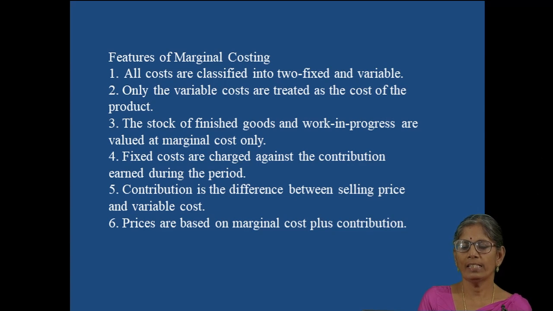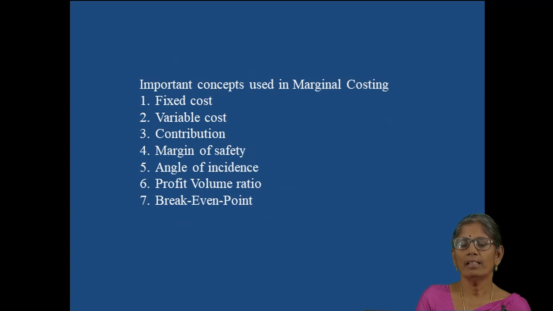So, how to calculate the contribution? The contribution is the difference between the selling price and the variable cost. And in marginal costing, prices are based on the marginal cost plus contribution. These are the important features of marginal costing. Next, there are various important concepts used in marginal costing. They are fixed cost, variable cost, contribution, margin of safety, angle of incidence, profit volume ratio, and break-even point.